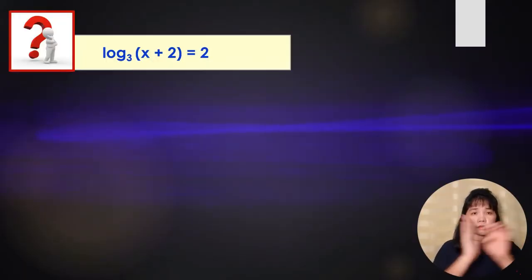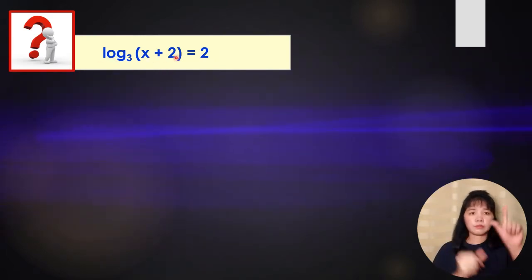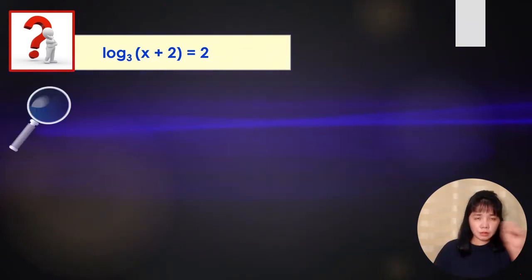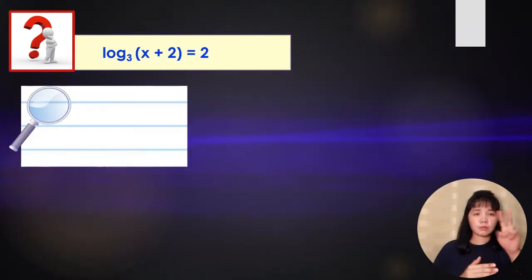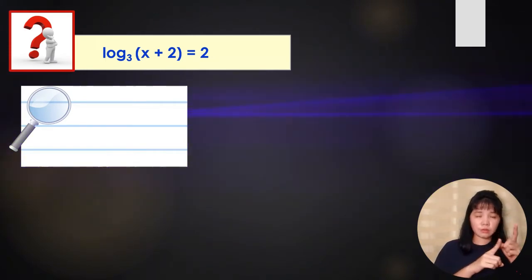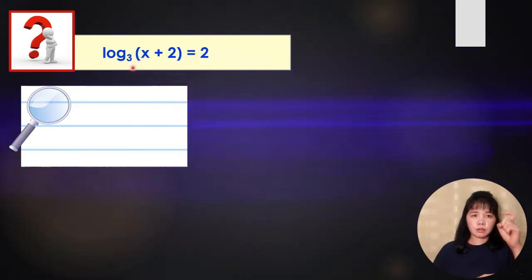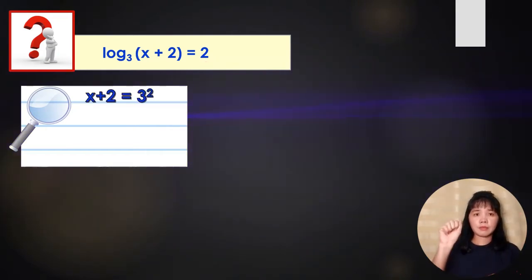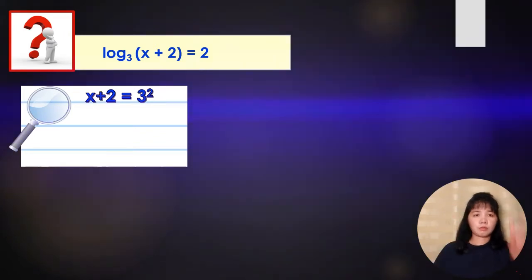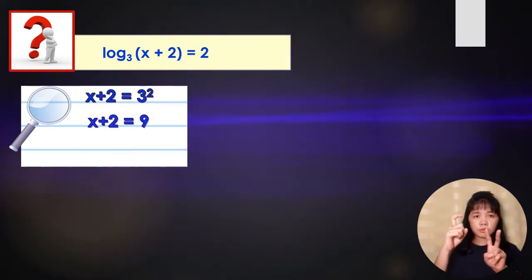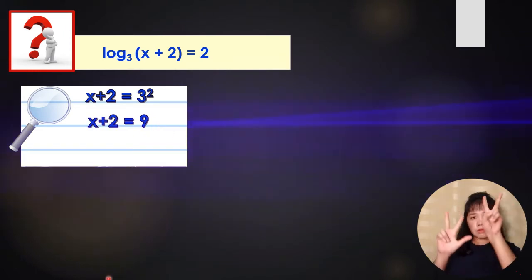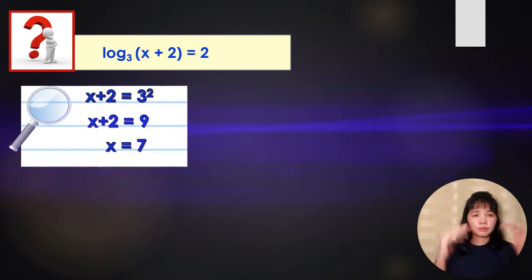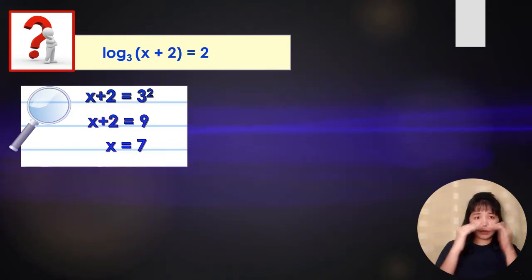Next example, let's solve for the logarithm of quantity x plus 2 to the base 3 is equal to 2. Here, the best way to answer this is to rewrite it in exponential form. You have your base 3 and 2 here will serve as our exponent. So x plus 2 is equal to 3 squared, and we all know that 3 squared is equal to 9. Using addition property of equality, x is equal to 7.